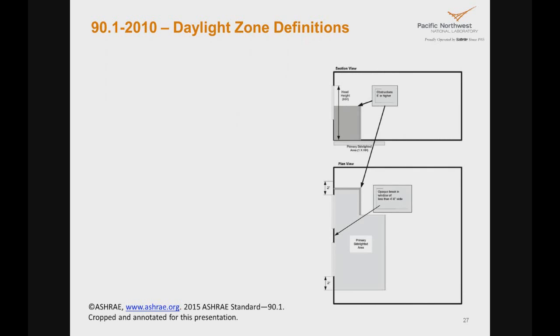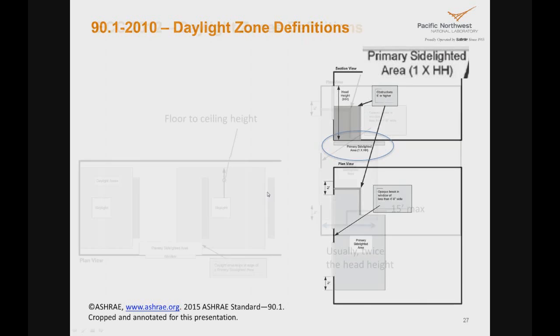Similar definitions are put in for side lighted areas. Again, this is from 90.1 2010, and you can see that for a window, the depth of the primary side lighted area depends on the head height of the window. The primary side lighted area, as described in 90.1 2010, extends to 1 times the head height, so it is equal to the head height of the window. So the taller the head height of the window, the deeper the primary side lighted area extends into the space. And again, it may be bounded by obstructions in the space.